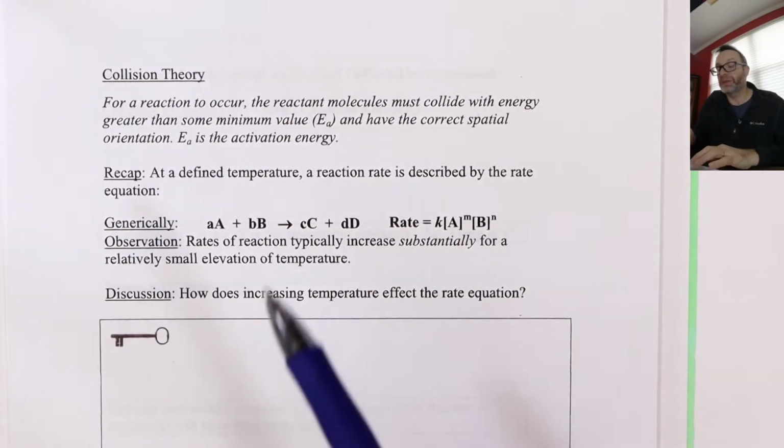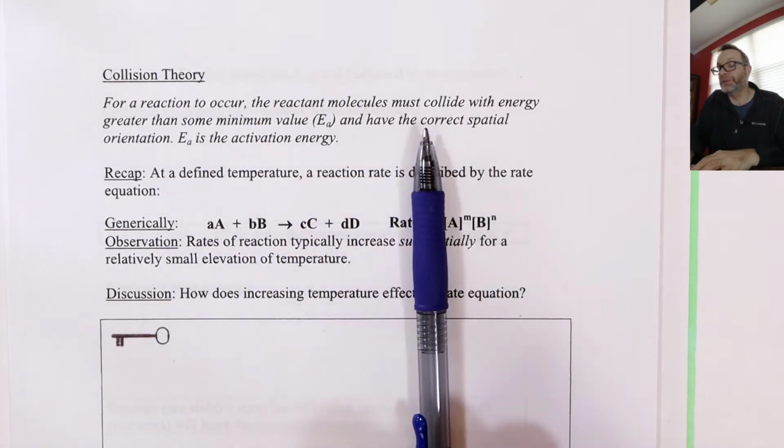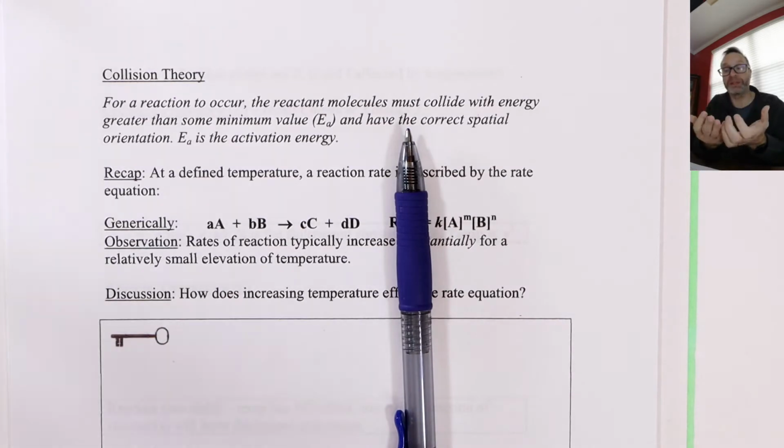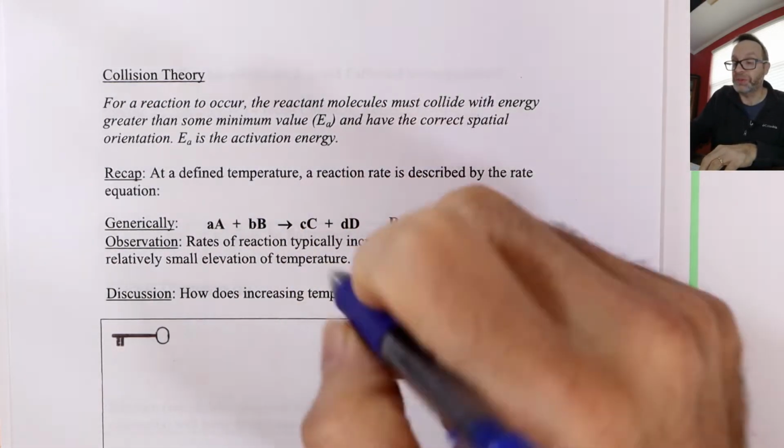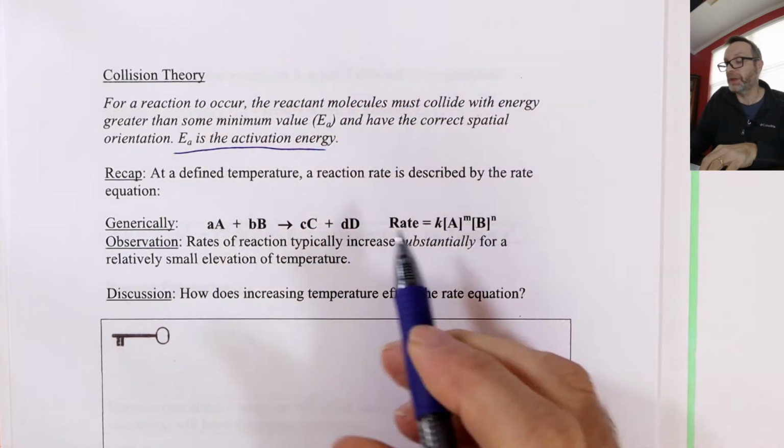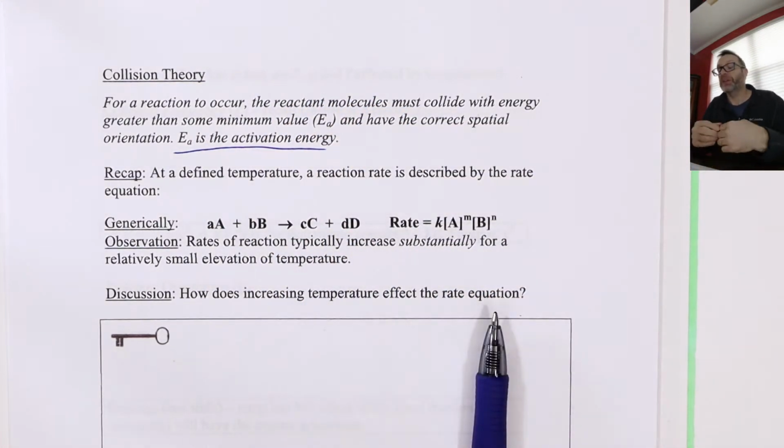So for a reaction to occur, the reactant molecules have to collide, obviously we know that to be true, right, with an energy that gets over that electrostatic repulsion. So with a value greater than some minimum, which is called the activation energy. Okay, they also have to have the correct spatial orientation.